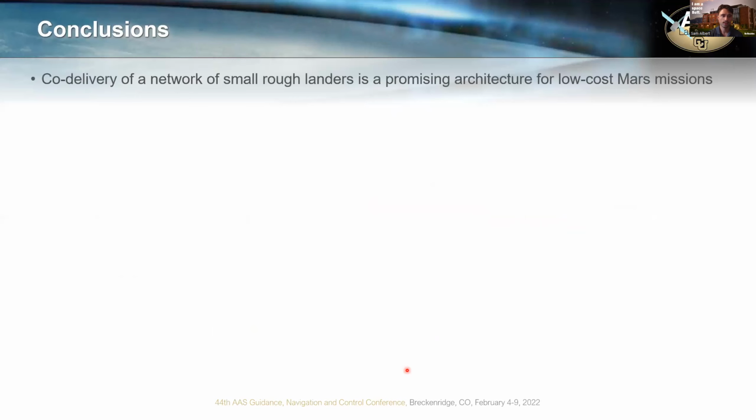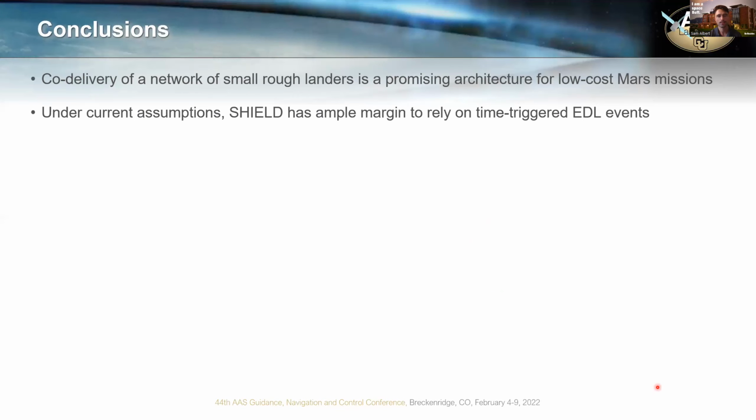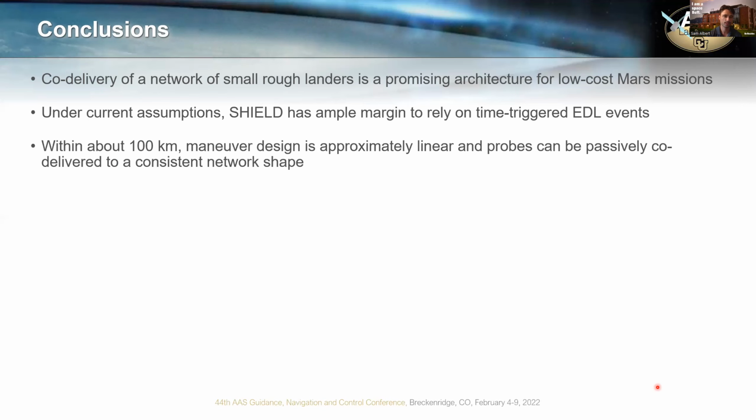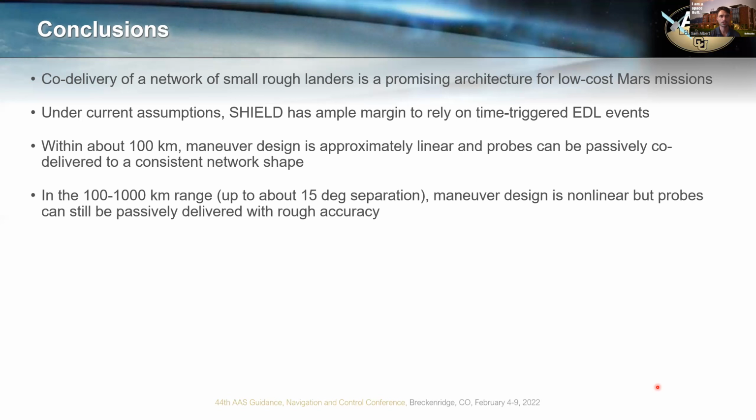So quickly, we'll walk through conclusions of this study. Hopefully, I've convinced you that co-delivery of a network of small rough landers is a promising architecture for low-cost Mars missions. Under the assumptions we made in this study, SHIELD has ample margin to rely on a timer triggered by deceleration for commanding EDL events. Within about 100 kilometers, maneuver design is roughly linear and probes can be co-delivered to a consistent network shape.